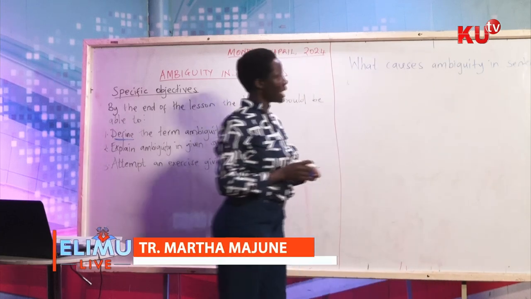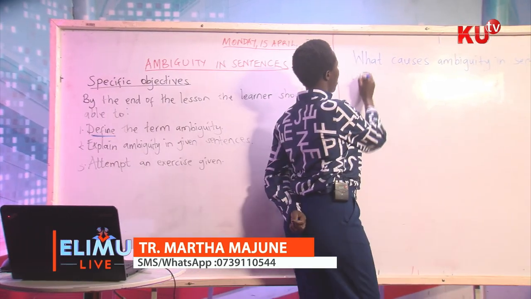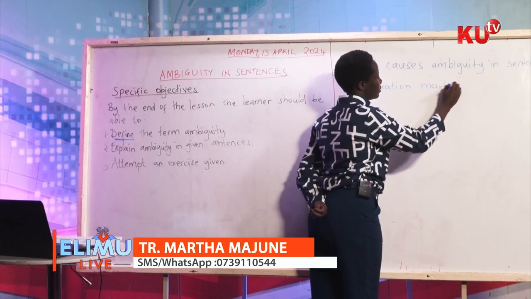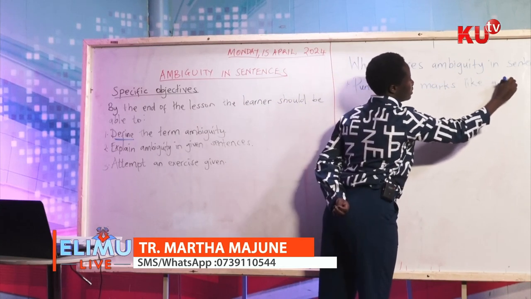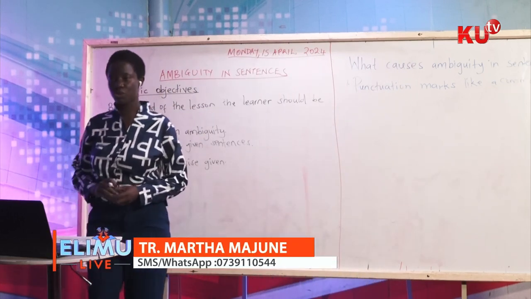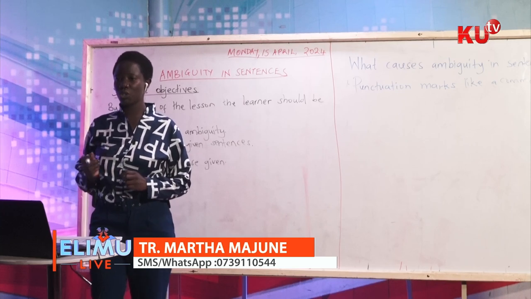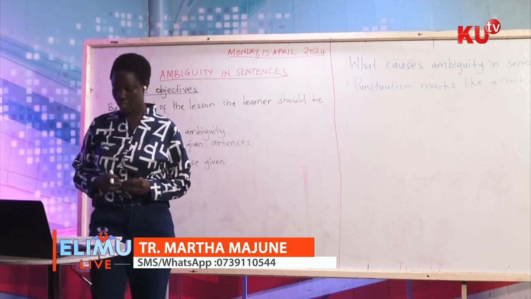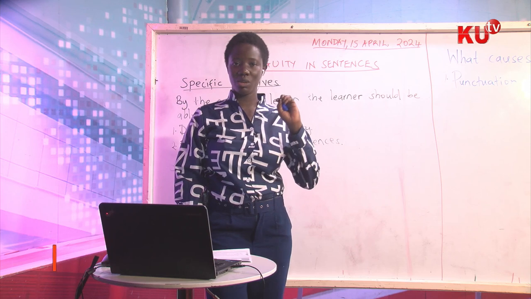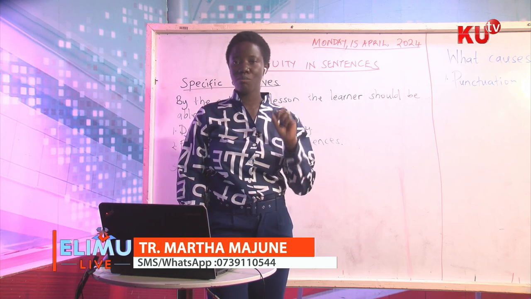So the first thing that makes the sentence ambiguous is punctuation marks like a comma. Just to make sure that we are clear and we don't bring confusion during a conversation or in a piece of writing, we are supposed to focus on punctuation marks. During speech, we must make sure that our speech has the right punctuation.